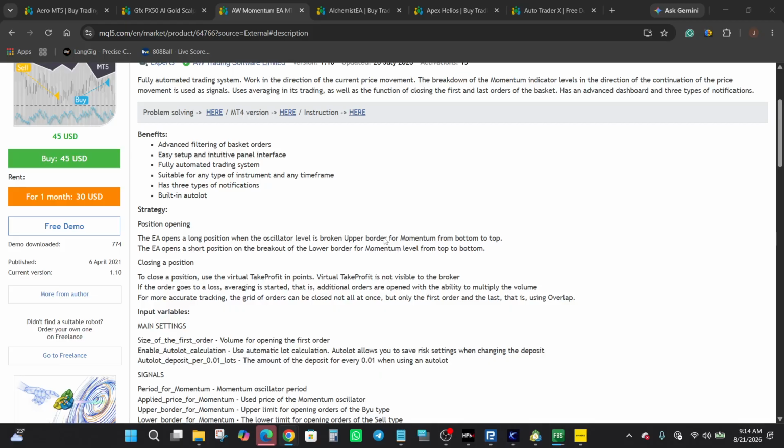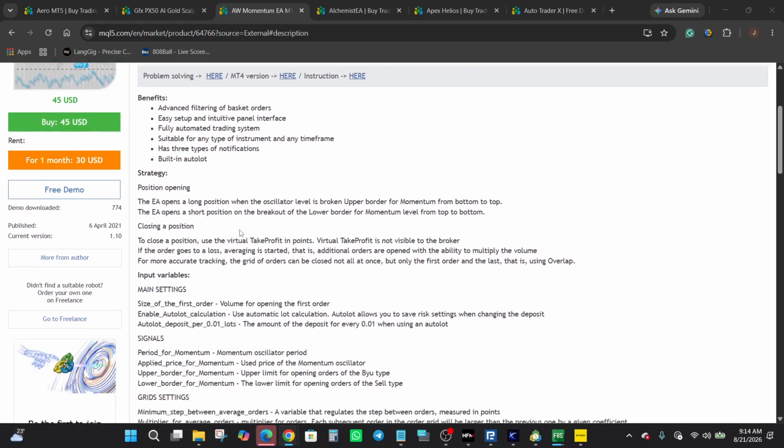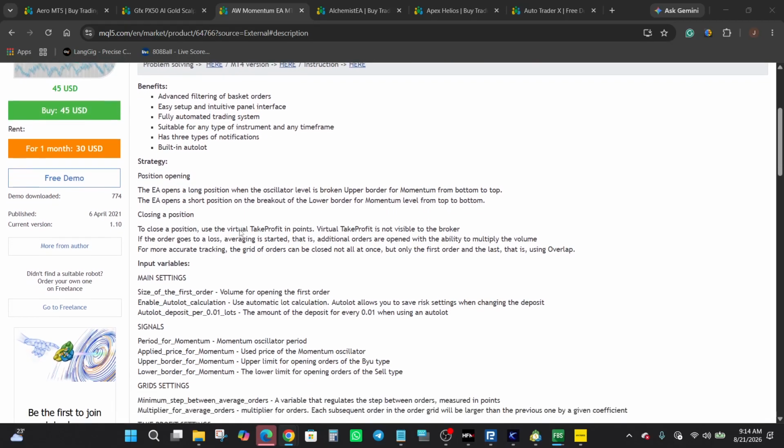Now, one important thing to notice here is that the EA also uses averaging. This isn't simply a system where one trade is opened and then left to reach its targets. Okay, so if an order moves into a loss, the developer says additional orders can be opened, right, with the ability to multiply the volume. And that makes the grid and protection settings particularly important when looking through the inputs.